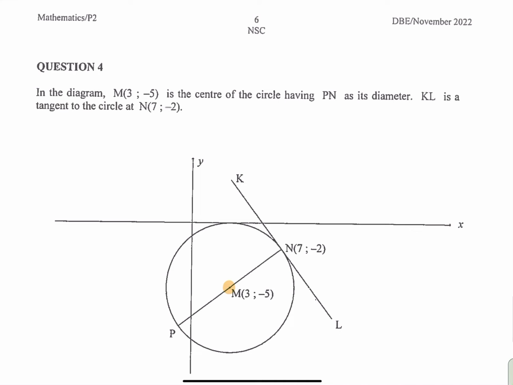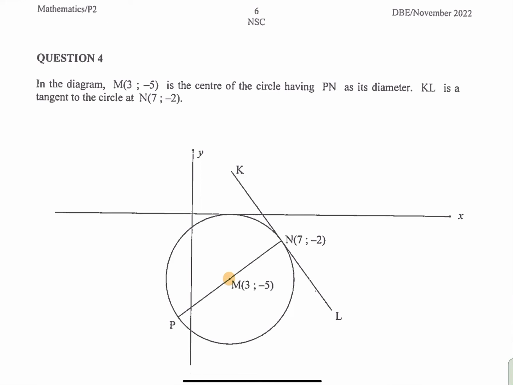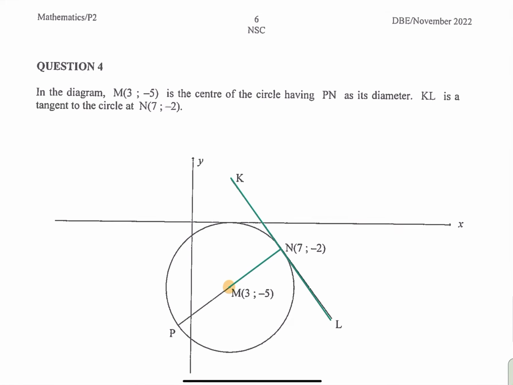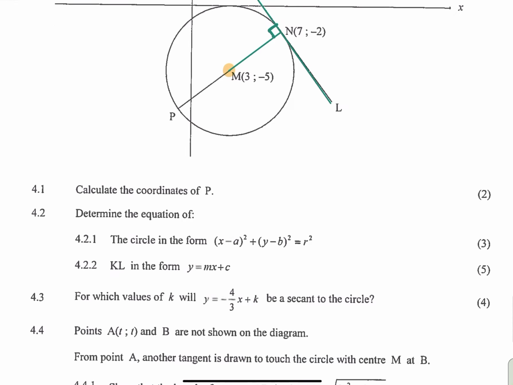Please get that. KL is a tangent to the circle at that prescribed point N, which is on the circumference at the same time, that is 7 and negative 2. Well, they are giving you the tangent KL, which is going to be perpendicular to the radius, the line from the center M to the circumference at that point N. So you're going to have that situation of the tangents. It's called Theorem 7 in grade 11 mathematics. Let's check what are the questions.